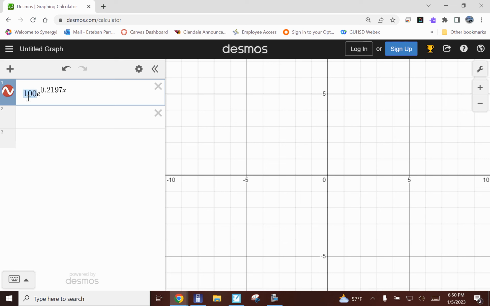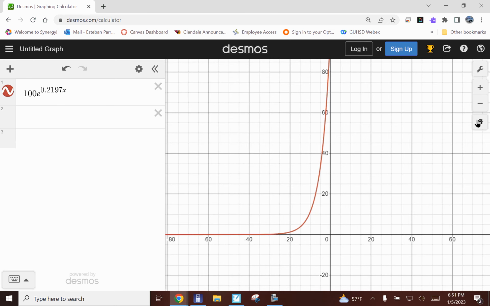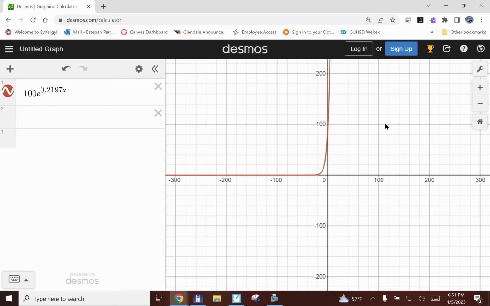This is the a value. The a value is in front of your base. The base is e, and that's also your y-intercept. So if you zoom out on Desmos, you will be able to zoom out. Oops, I didn't want to push home. You will be able to zoom out and see that in fact it does cross at (0, 100).